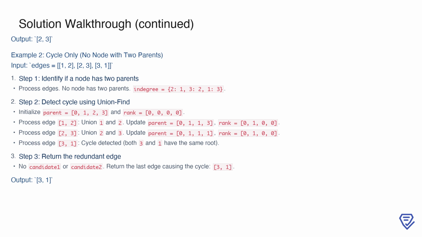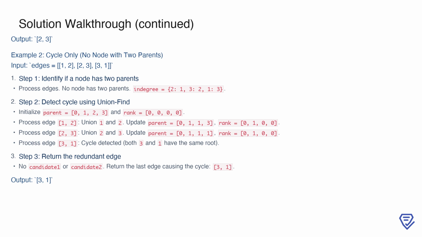method. We initialize the parent array as 0, 1, 2, 3, and the rank array as 0, 0, 0, 0. For the first edge, 1, 2, we union nodes 1 and 2, updating the parent to 0, 1, 1, 3, and rank to 0, 1, 0, 0. Then, processing edge 2, 3, we union nodes 2 and 3, resulting in the parent array 0, 1, 1, 1, and rank remaining 0, 1, 0, 0.